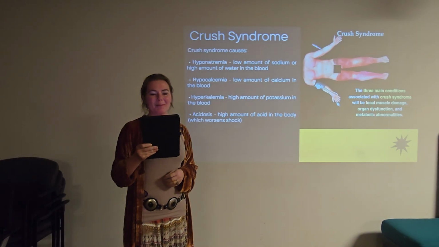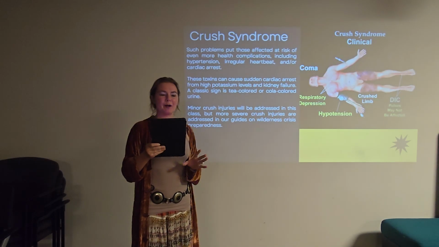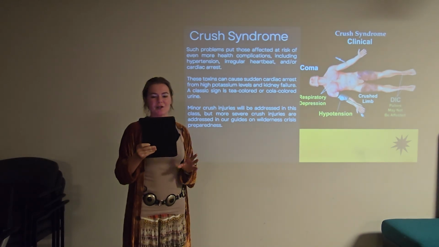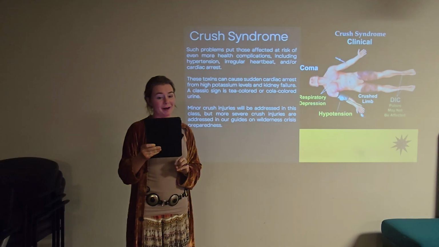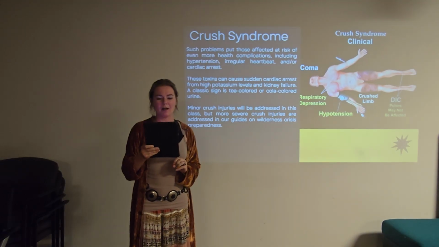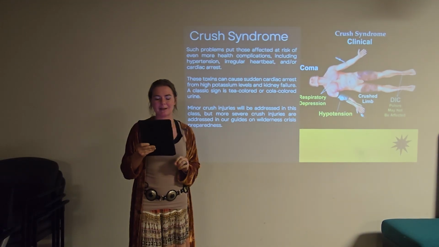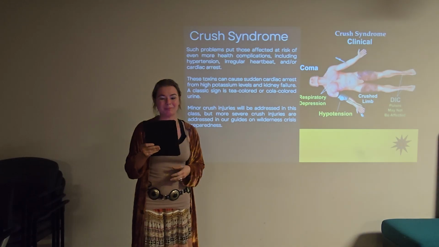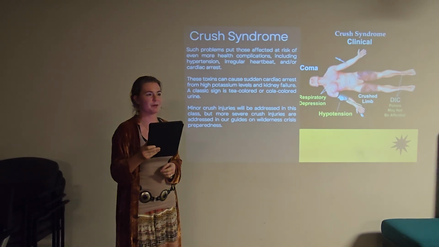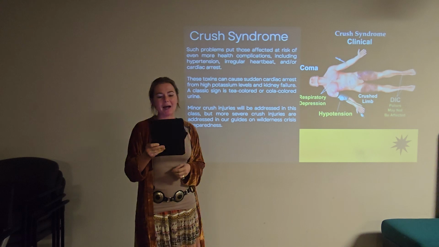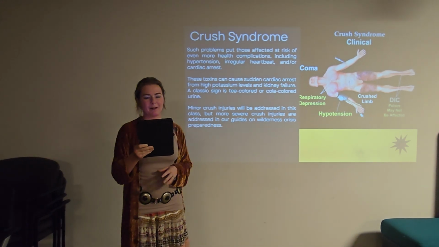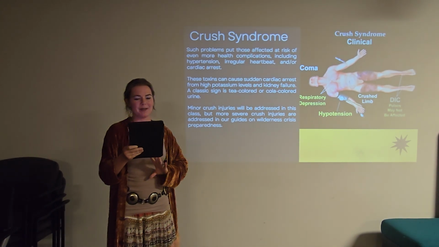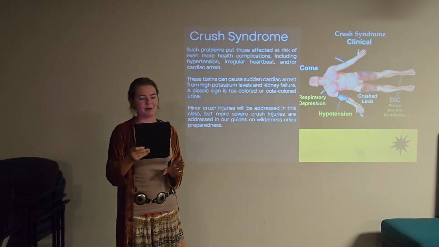Okay, such problems put those affected at risk of even more health complications, including hypertension, irregular heartbeat, and/or cardiac arrest. These toxins can cause sudden cardiac arrest from high potassium levels, and that causes kidney failure. A classic sign of this is tea-colored or cola-colored urine. Minor crush injuries will be addressed in this guide, but more severe crush injuries are going to be addressed in our guide on wilderness crisis preparedness.